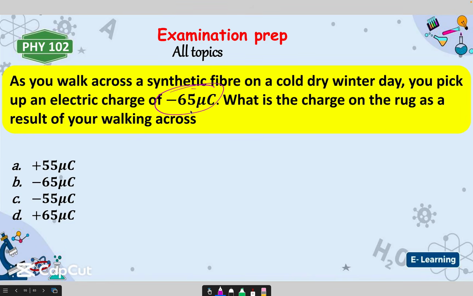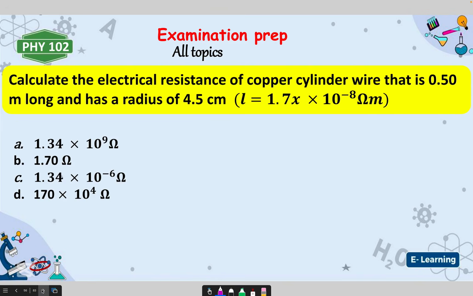Since it's minus 65 microcoulomb here, we said charge is conserved. So the other will be positive 65 microcoulomb, so that when you find the net electric charge, it will be 0. We already did all these ones in class, so I will not waste time calculating them. We've also solved a question like this.